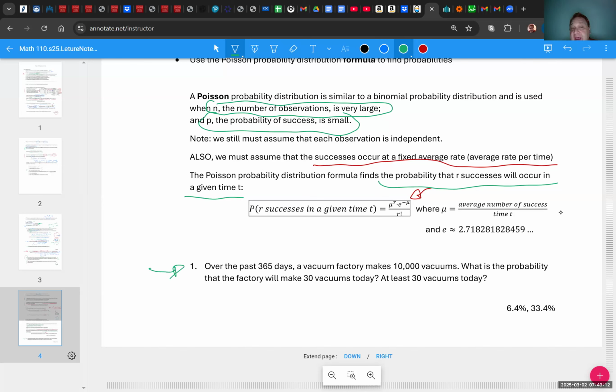Suppose over the past 365 days, a vacuum factory makes 10,000 vacuums. What is the probability that the factory will make 30 vacuums today? And I'll also ask a second follow-up question: at least 30 vacuums today. Okay, so over the past 365 days, they have made 10,000 vacuums, over 365 days.